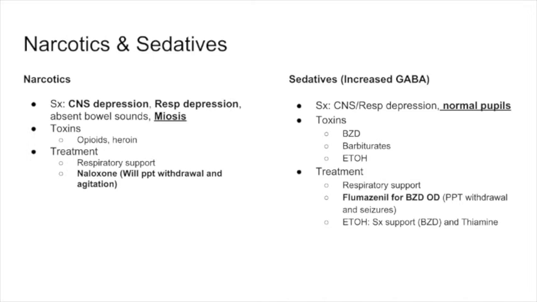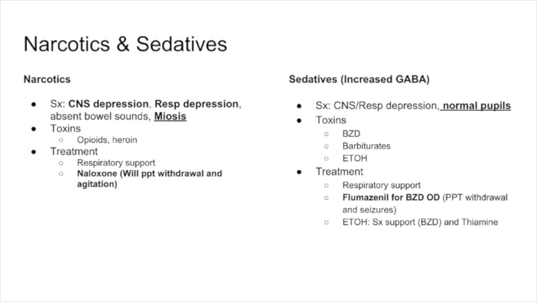What the patient most likely overdosed on is heroin or opioids. And the treatment is mainly, first thing is respiratory support. So if the patient is not able to breathe, you intubate them. And then you give them an antidote, which is naloxone. However, remember that naloxone will precipitate withdrawal and agitation. So as soon as you give them that shot, the patient will get back up and be screaming at you. So that is for narcotics.